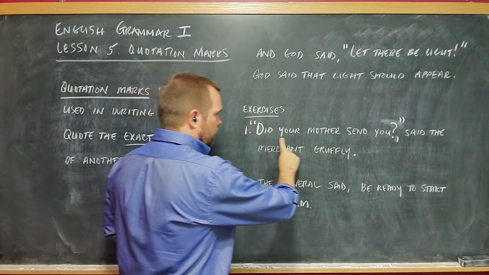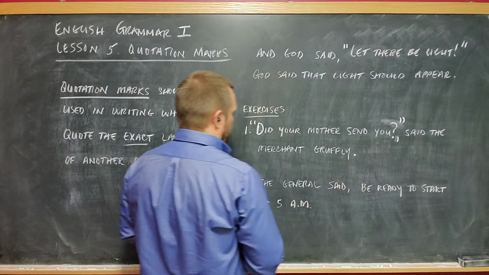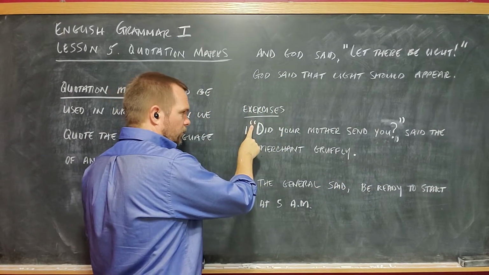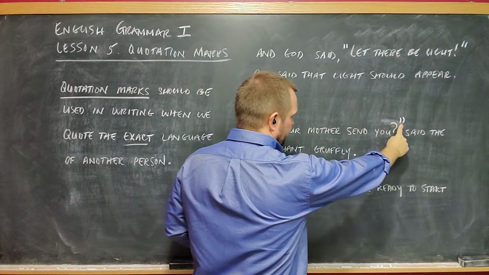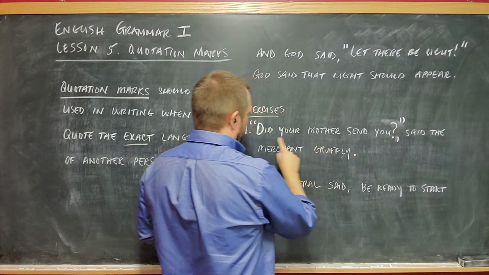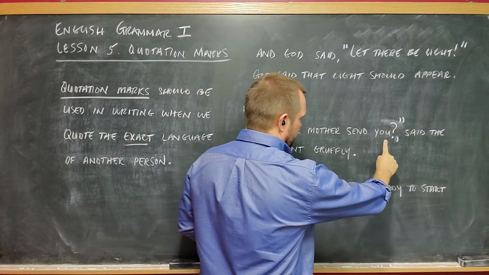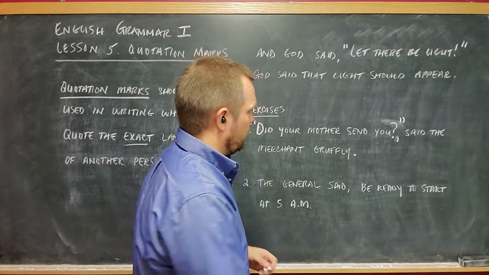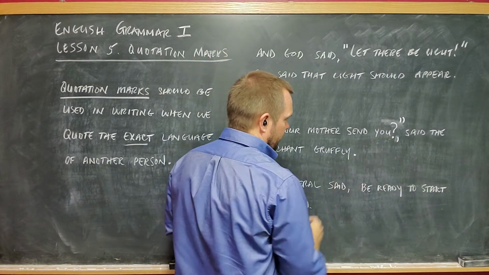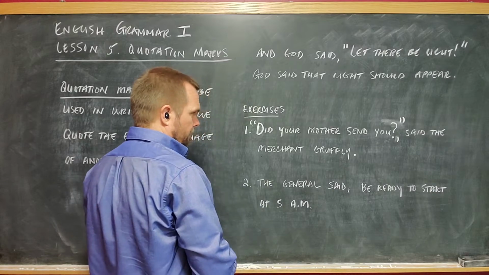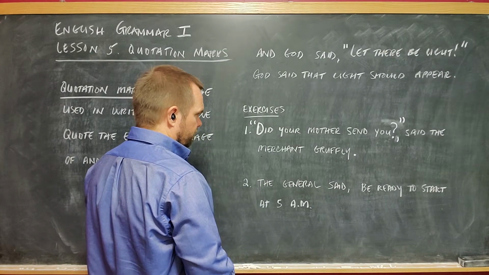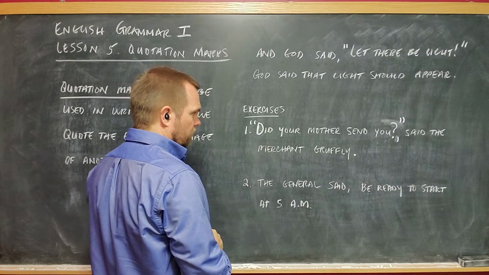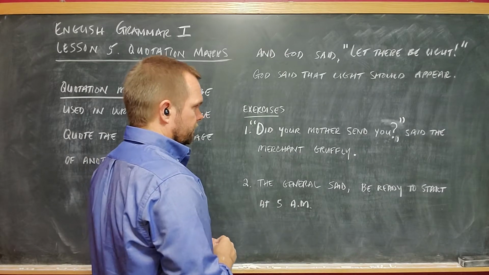So we have the words of the merchant. They begin with quotation marks. They end with quotation marks. And because the merchant said an interrogative sentence, he asked a question, we put a question mark at the end of his words. Okay? And that's all for number 1 there.